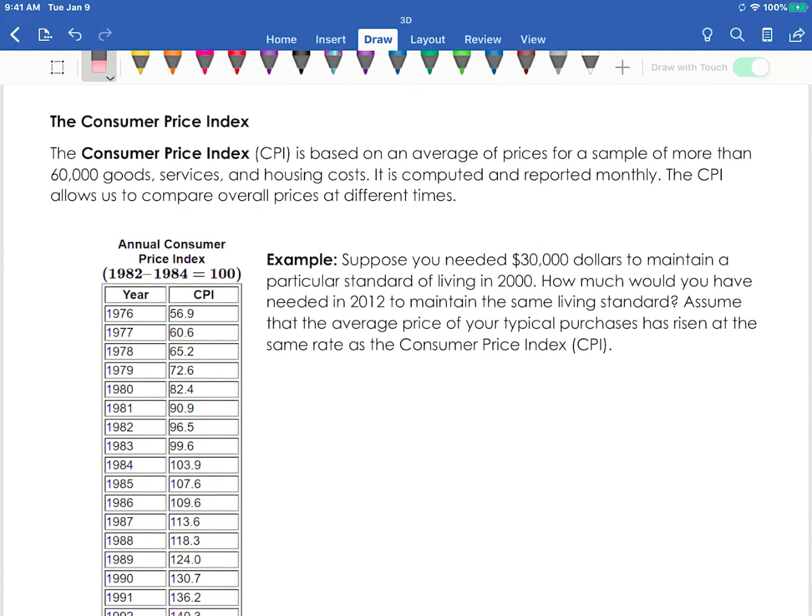Okay, now we're going to talk specifically about the Consumer Price Index. As I said before, the Consumer Price Index is like an average of prices based on a whole bunch of services and products that people purchase. If you look up the CPI online, they have monthly CPI values. As it changes every month, they update it online. The chart that's here in front of us is based on an entire year. These are the annual CPIs.